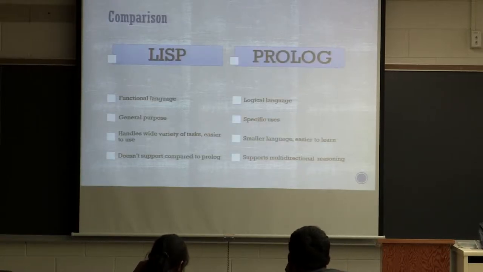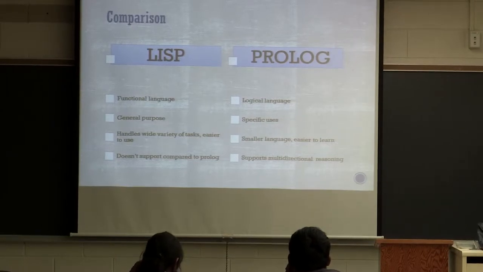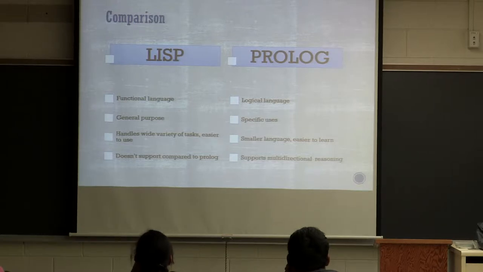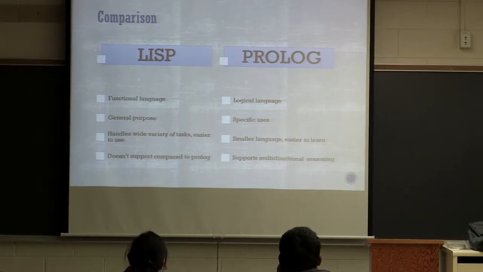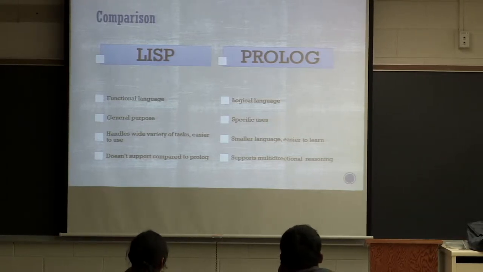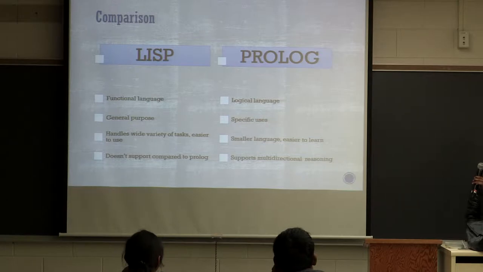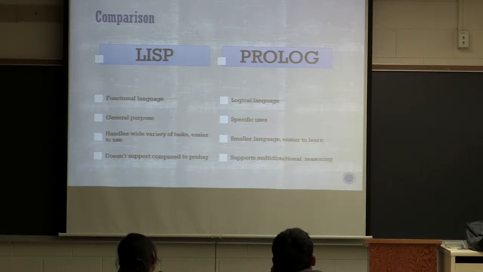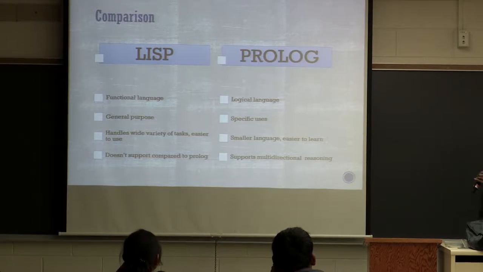Now I would like to discuss the comparison between LISP and Prolog. Here, LISP is a general functional language. Functional language means the programmers generally use it to express a mathematical expression, whereas Prolog is a logic language. LISP is used for general purposes, and Prolog is used mainly for specific users. LISP handles a wide variety of tasks and is easier to use, but Prolog is a smaller language, actually easier to learn. LISP is used for single directional reasoning, whereas Prolog supports multi-directional reasoning.